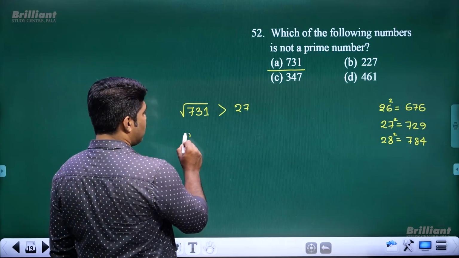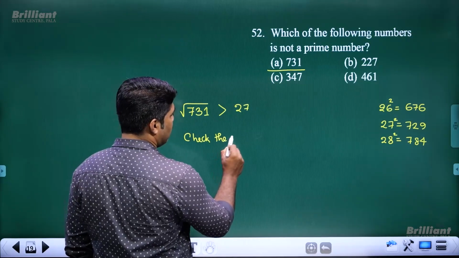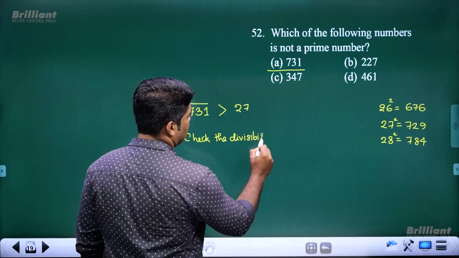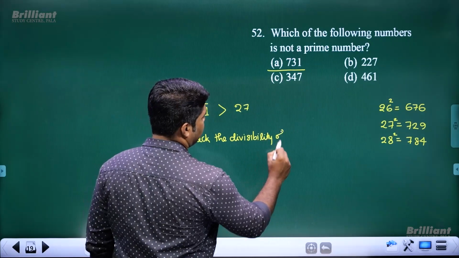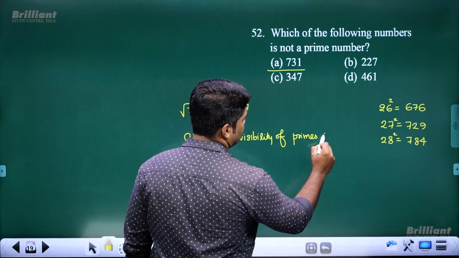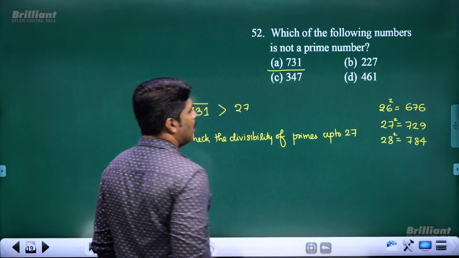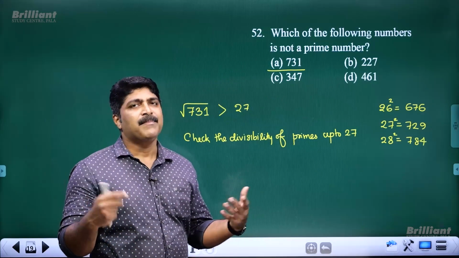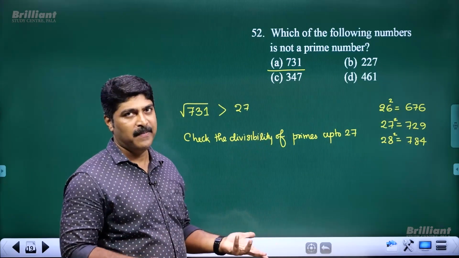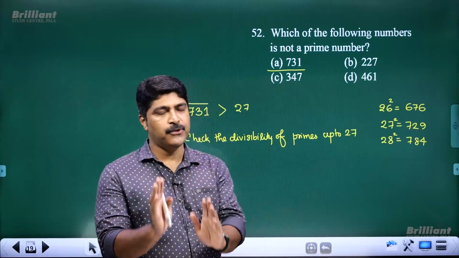So here we are checking the divisibility by prime numbers up to 27. It's such a lengthy process. Here 731 is the answer, that's why I started here. Otherwise I would have to explain all the possibilities that you have to try.